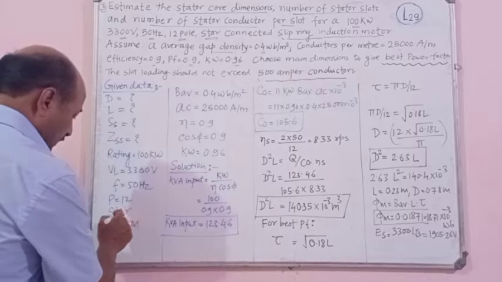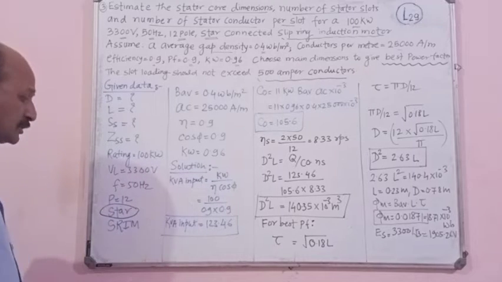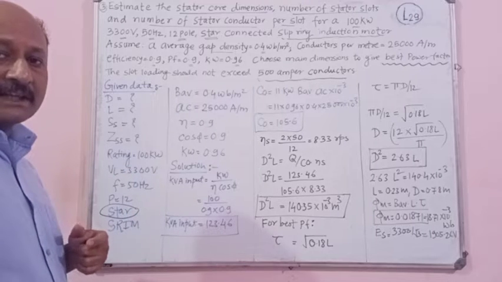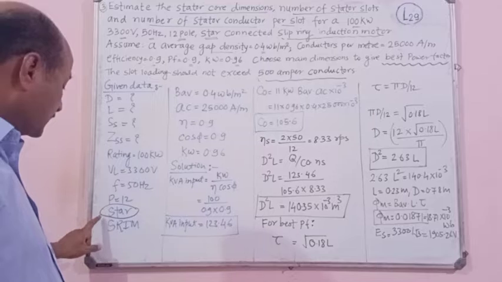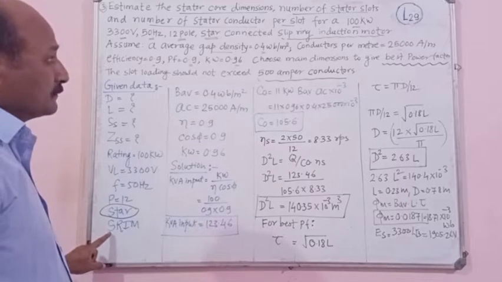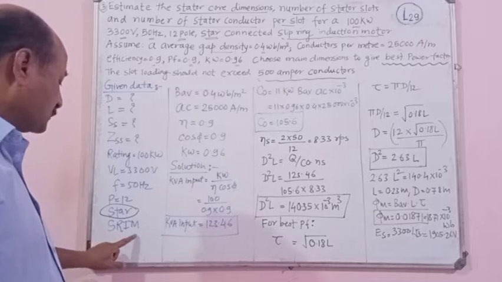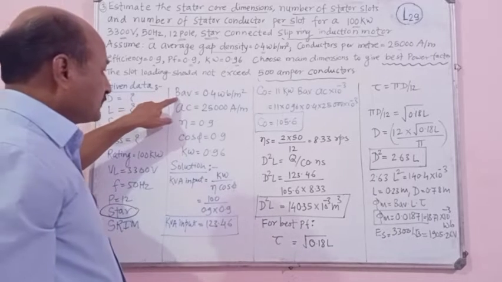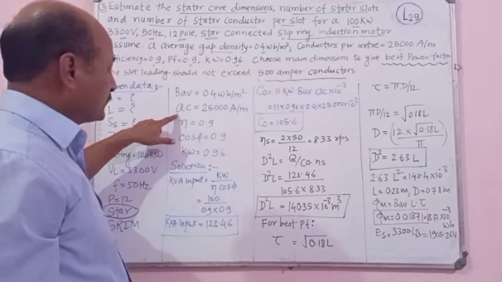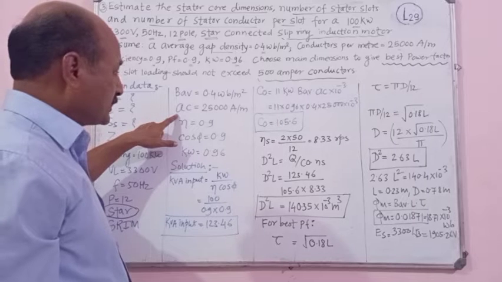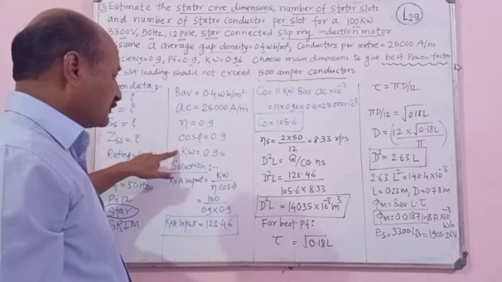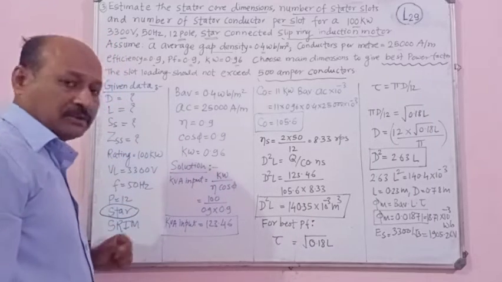Up till now, in the last two numericals, we studied motors started by a star delta starter, which means that at the time of starting they are connected in delta. But in this numerical, the slip ring induction motor is star connected. So average flux density equals 0.4 Weber per meter square, ampere conductors per meter AC equals 25,000 ampere per meter, efficiency equals 0.9, cos phi equals 0.9, K_W equals 0.96. Now see the solution.